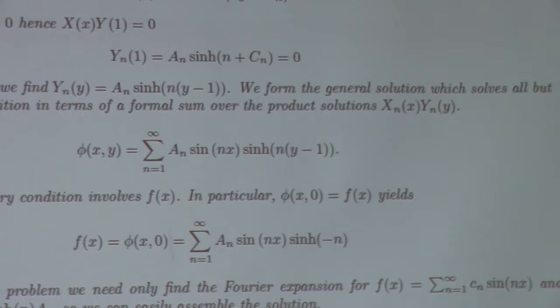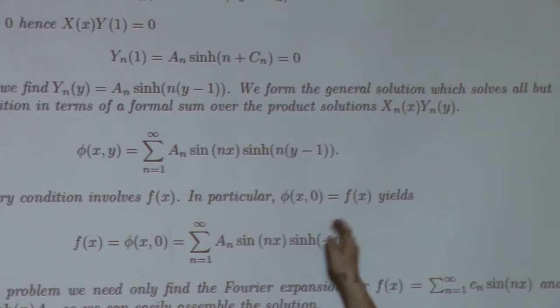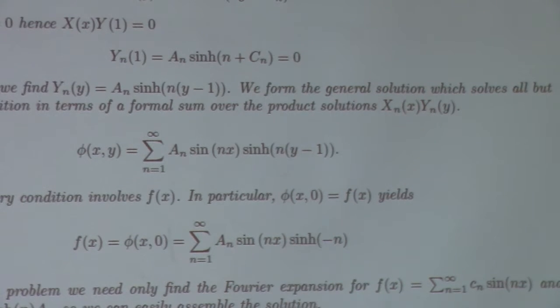And then I need to fit phi of x, 0 equal to f of x, but when I plug in y equal to 0 here, that gives me minus 1, so I get sinh of minus n. So you see, it's not the Fourier decomposition of f of x. The Fourier coefficients won't be directly the a sub n's, right? Because a sub n gets multiplied by this sinh of minus n. So the Fourier coefficients have to match a sub n times the sinh of minus n.